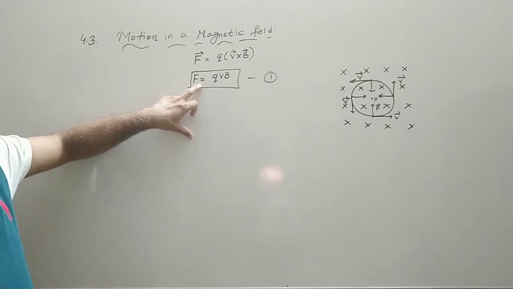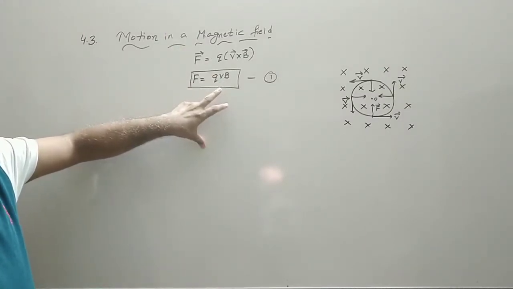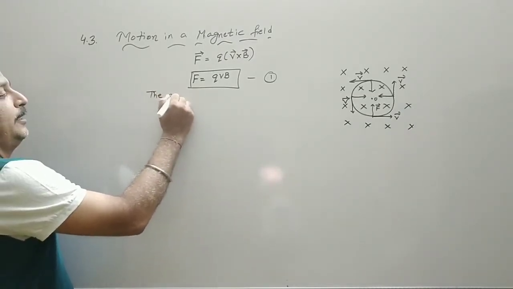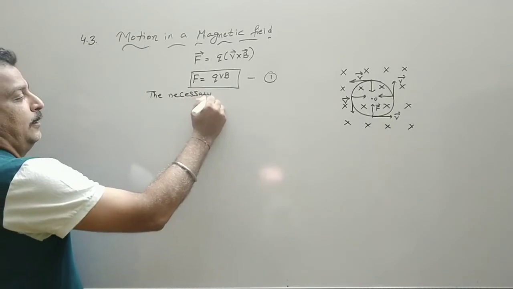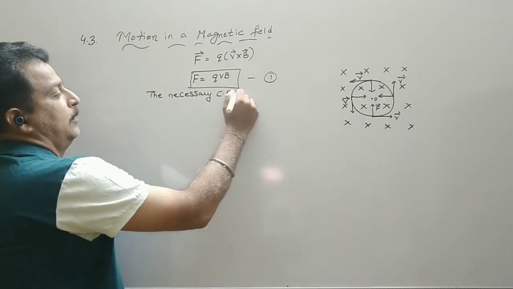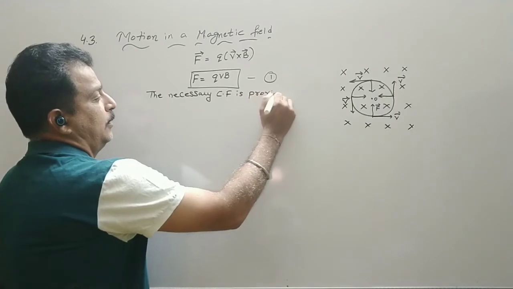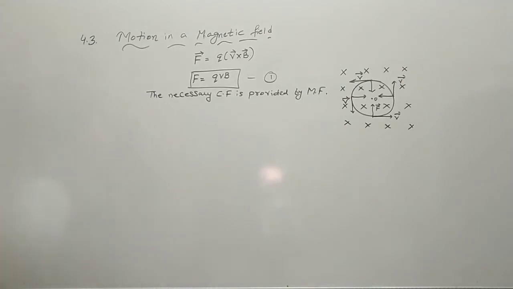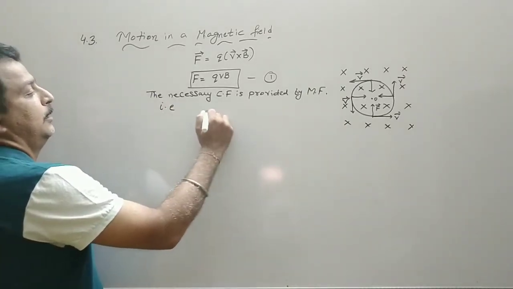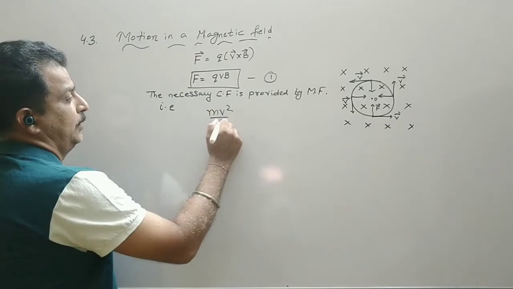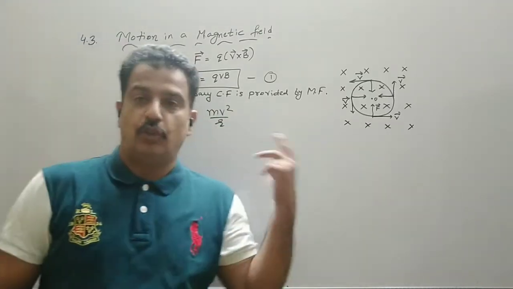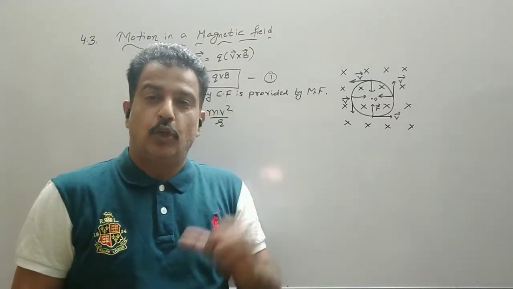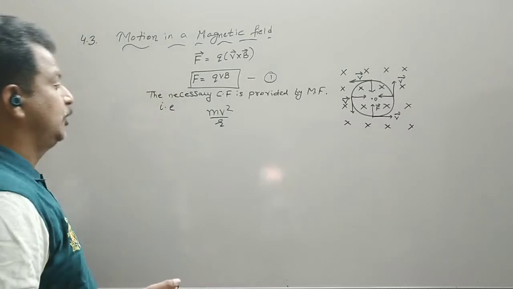This magnetic force is equal to the centripetal force. So the necessary centripetal force is provided by the magnetic force, that is mv square upon r. So let us determine the radius of this circular path. So the trajectory is circular. Now we are going to find the formula for the radius of the circular path.